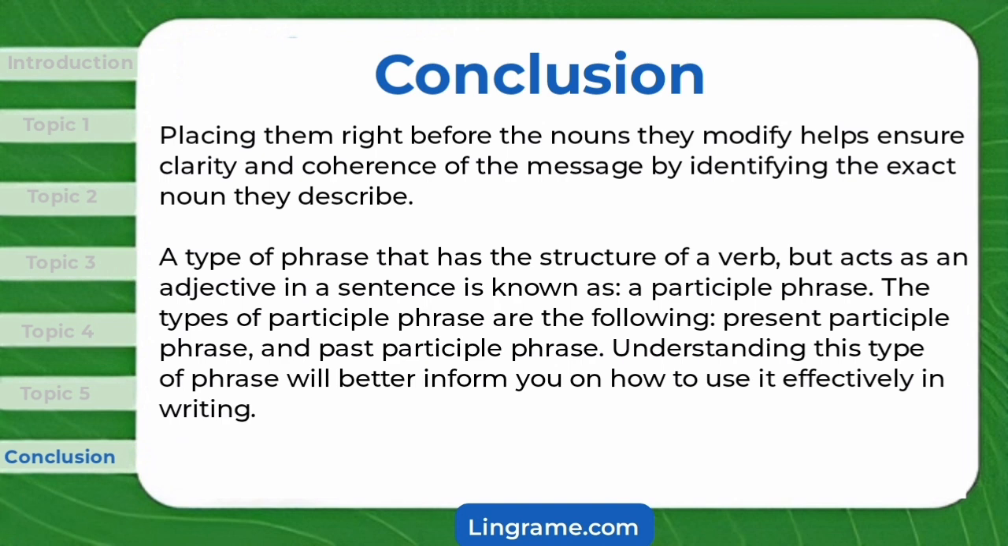A type of phrase that has the structure of a verb, but acts as an adjective in a sentence is known as a participle phrase. The types of participle phrase are the following: present participle phrase, and past participle phrase. Understanding this type of phrase will better inform you on how to use it effectively in writing.